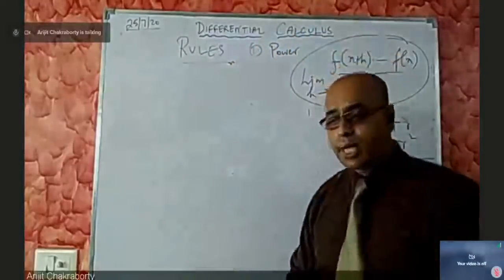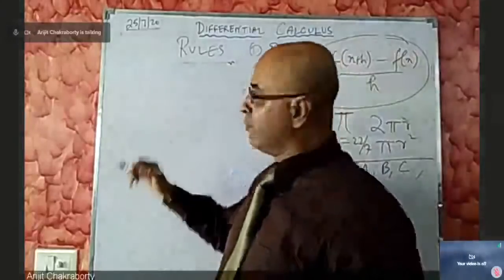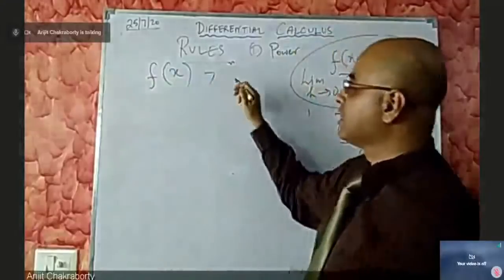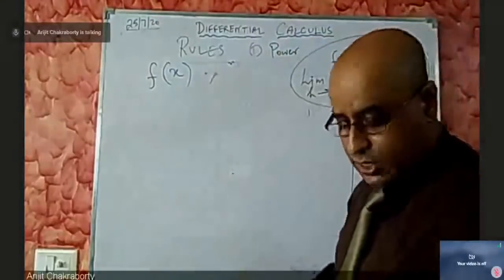Now, the sum and difference rules. If there are two functions, one of them is f(x) and the other one, say, is g(x).